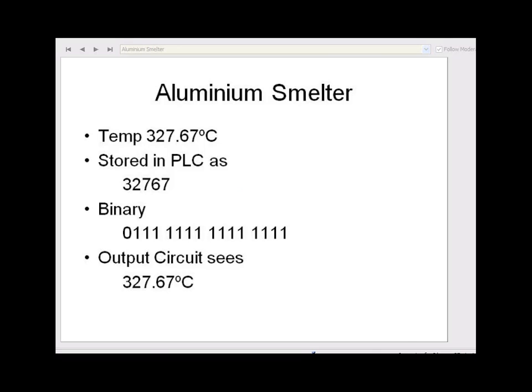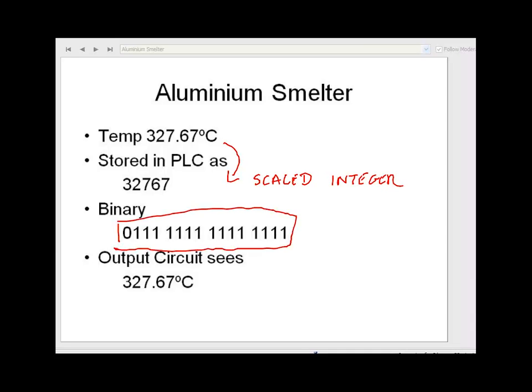A little while later, the temperature got to 327.67 degrees C, which is stored as scaled integer 32767. Now, some of you may remember that's a magic number. And we're going to see what happens if we go over a magic number. 32767 is stored inside the PLC in the PLC's little storage box as that binary number there. The output circuit looks at that binary number and interprets it as 327.67 degrees C. It's all good. We don't have a problem.